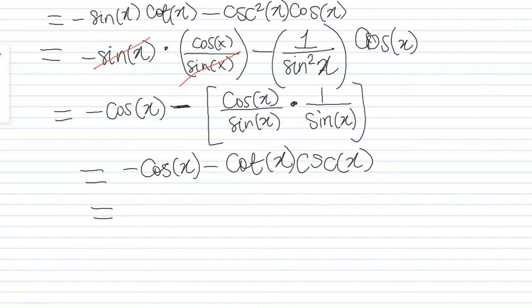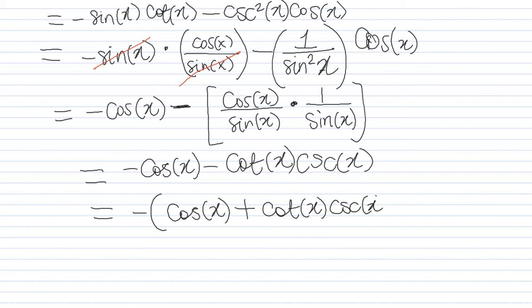or we can just factor out negative 1, and we'll have cosine x plus cotangent x cosecant x. So that is our answer.